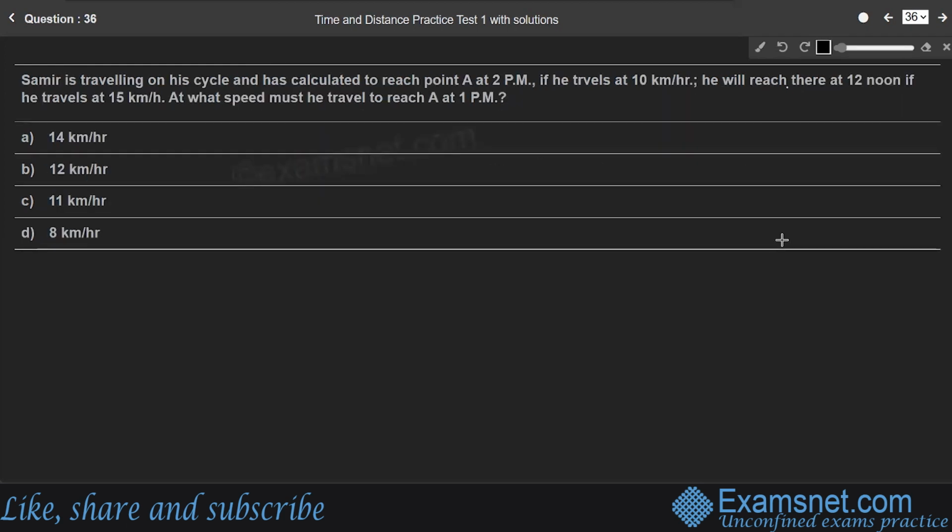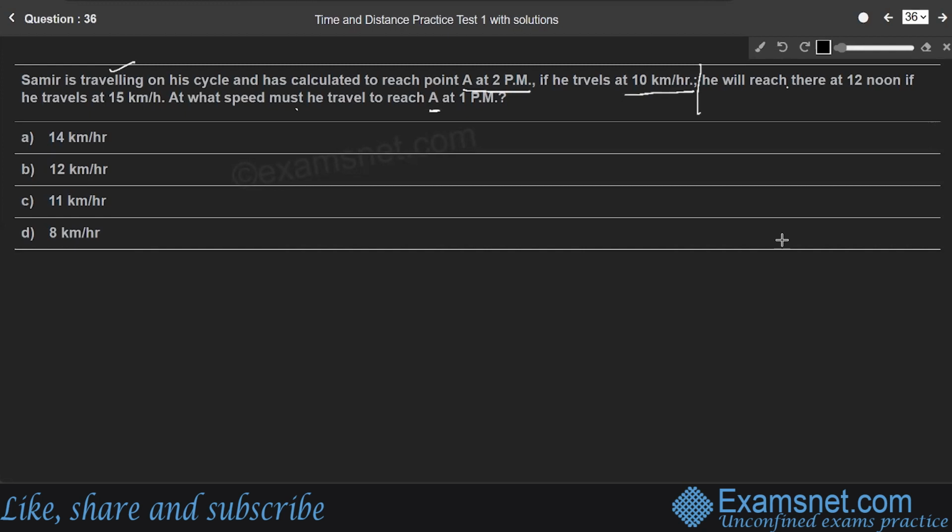Question 36. Samir is traveling on his cycle and has calculated to reach point A at 2 p.m. if he travels at a 10 km per hour speed. And he will reach there at 12 noon if he travels at 15 km per hour. At what speed must he travel to reach point A at 1 p.m.?